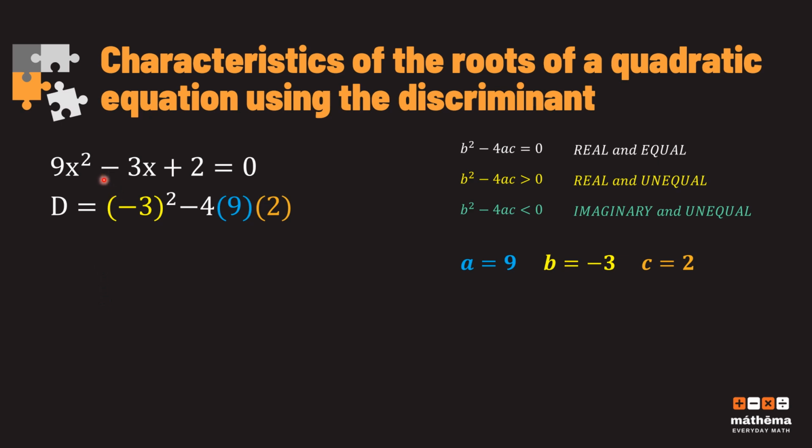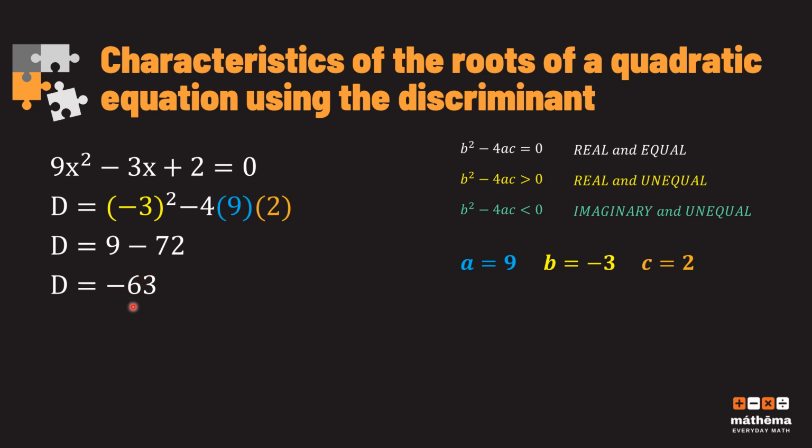We have again D, the discriminant, is equal to b squared, or negative 3 squared, minus 4 times a, which is 9, times c, which is 2. Negative 3 squared is 9, and negative 4 times 9 is 36, times 2 will become negative 72. Then 9 minus 72 will give us negative 63.